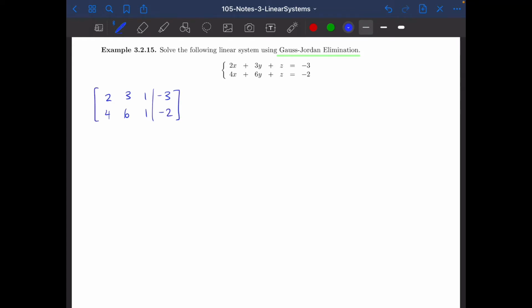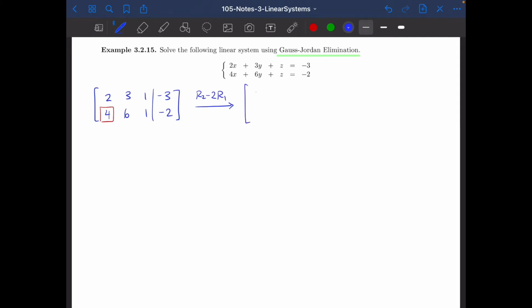Next, we want to reduce this augmented matrix to reduced row echelon form. Let's start by reducing it to row echelon form. We know that in order for this matrix to be in row echelon form, at least this entry in the bottom left must be a 0. And so which row operation will help us achieve that? Well, we can do row 2 minus 2 row 1.